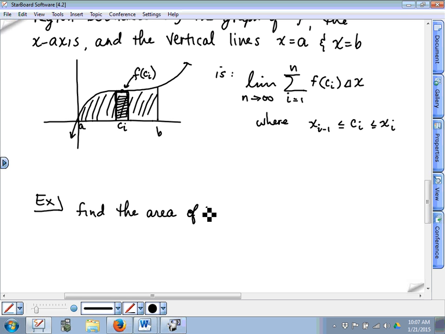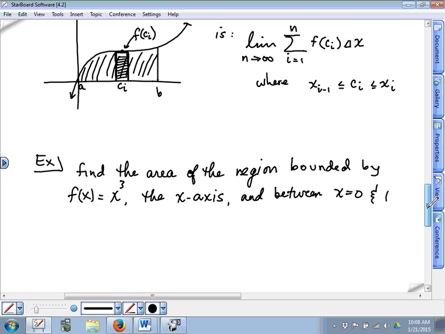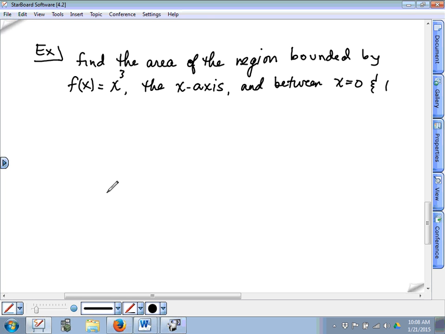Find the area of the region bounded by f of x equals x to the third, the x-axis, between x equals 0 and 1, using the limit definition.